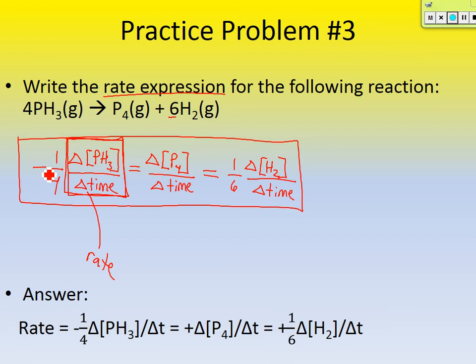Okay, so let's see if we got it right. A minus 1/4 times the rate, PH3 over time, is equal to positive, and we kept it positive, the change in concentration of P4 over the change in time, is equal to positive 1/6 times the change in concentration of H2 over the change in time. Okay, so very good.